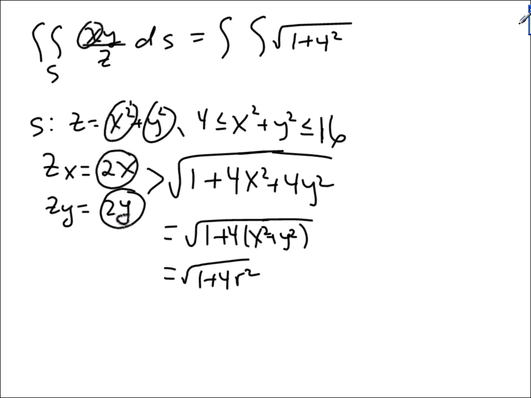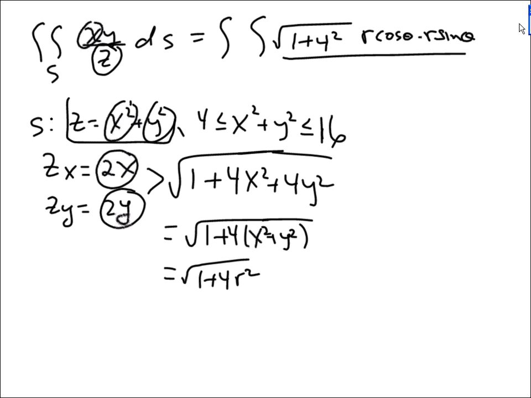X is r cosine theta times y is r sine theta, all over z, which is x squared plus y squared, better known as r squared. R times r kills off the r squared. But dS is r dr d theta.